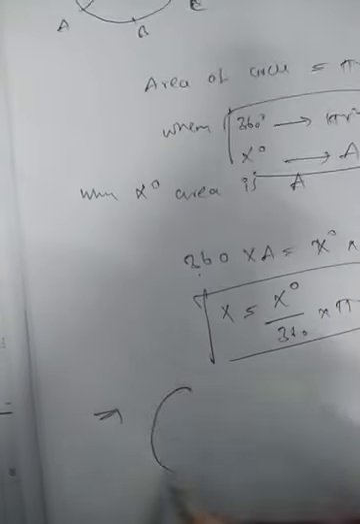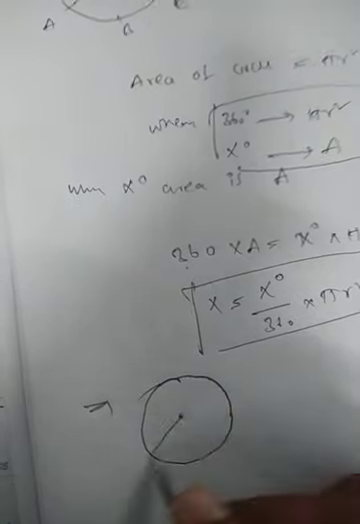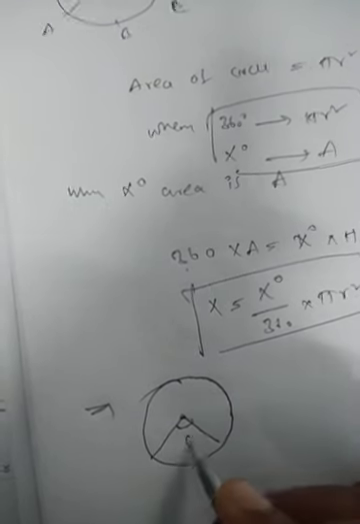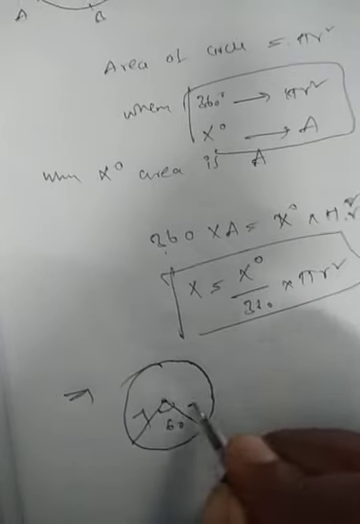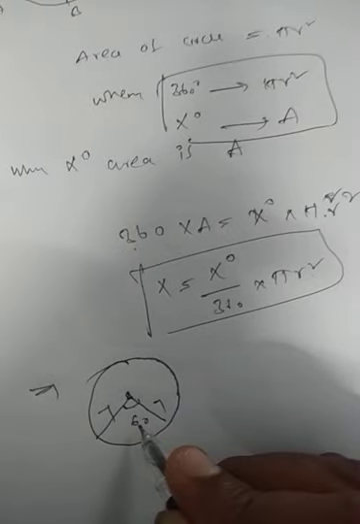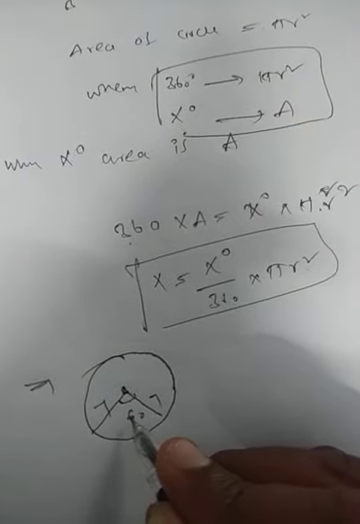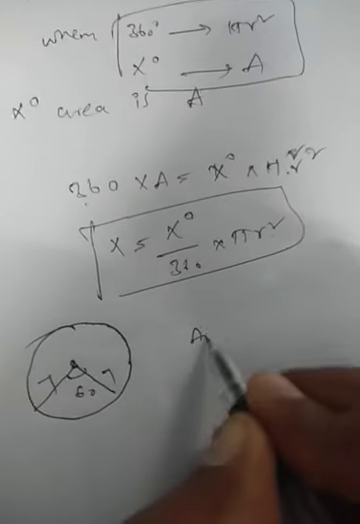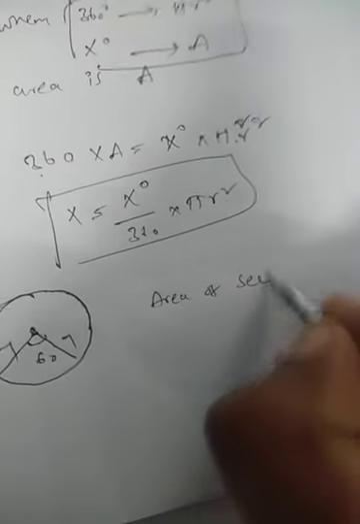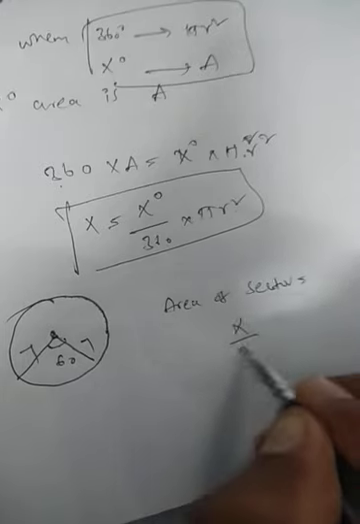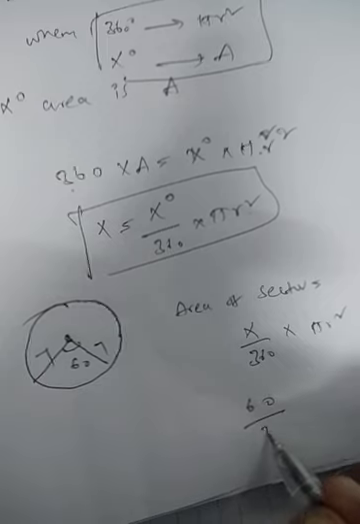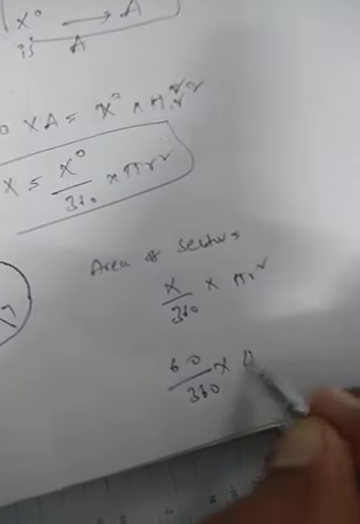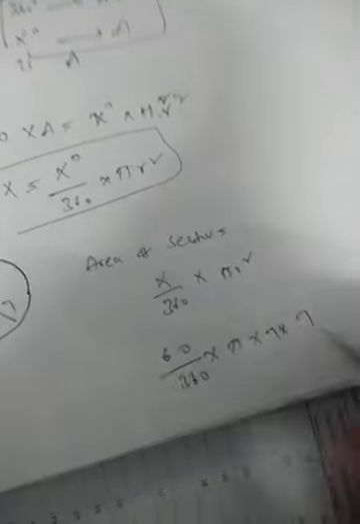So let us do one example to understand this better. Find the area of the sector whose central angle is 60 degrees and the radius is 7. Radius is 7, central angle is 60 degrees. So what is the area of the sector? Area of sector is equal to x by 360 degrees into pi r square. X is 60, so 60 by 360 into pi r square. R square is 7 into 7.